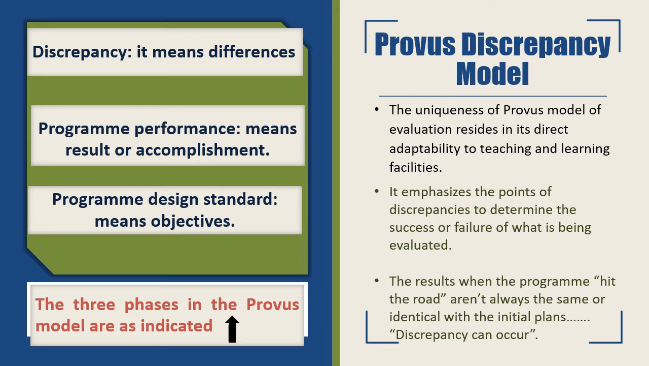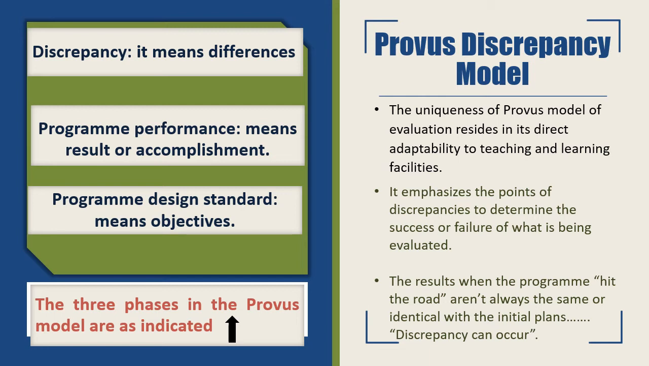The discrepancy phase, where you measure the difference. The program performance phase, where you tell the level of accomplishment or results. And of course, the last phase, which is the design standard phase. And that tells you, oh, has the objective been met based on these results, based on what has been accomplished? Do we think that our set goal is achieved? This is it about the Provus model.